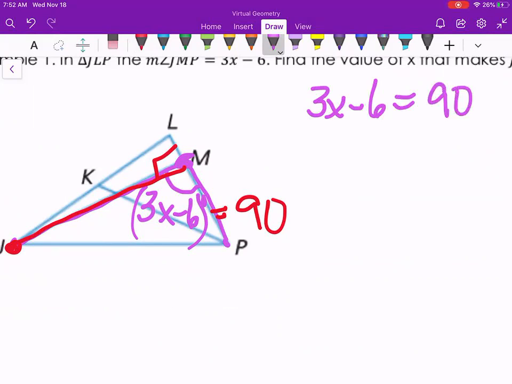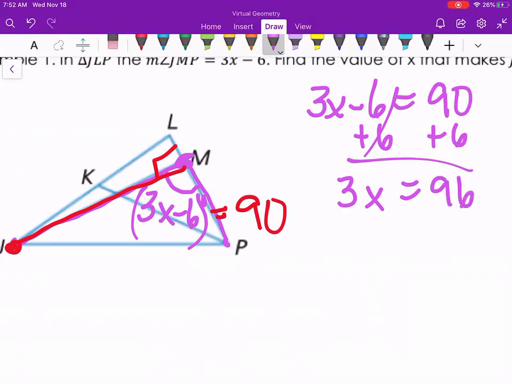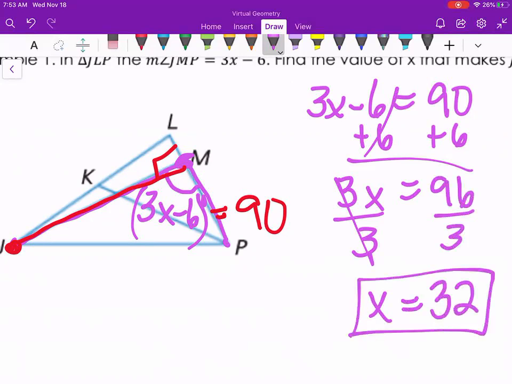Let's solve this out. So we can add that 6 back to both sides of our equation. So 3x is equal to 96. Now we can divide out the 3. And my x is equal to 32. And there is our final. So again, if this was going to be an altitude at the side of the triangle, it has to be 90. So that's why we set our equation equal to 90.